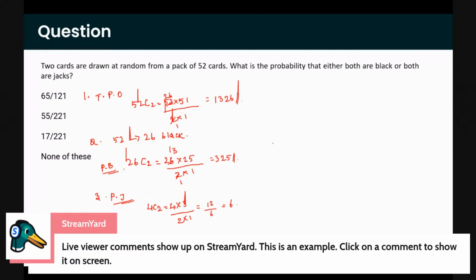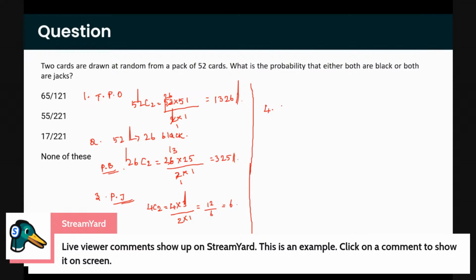We can't directly get the answer from this. There is one more step, the intersection of both the events. Why this comes is, wait, there are 2 black color jacks in a deck, correct?